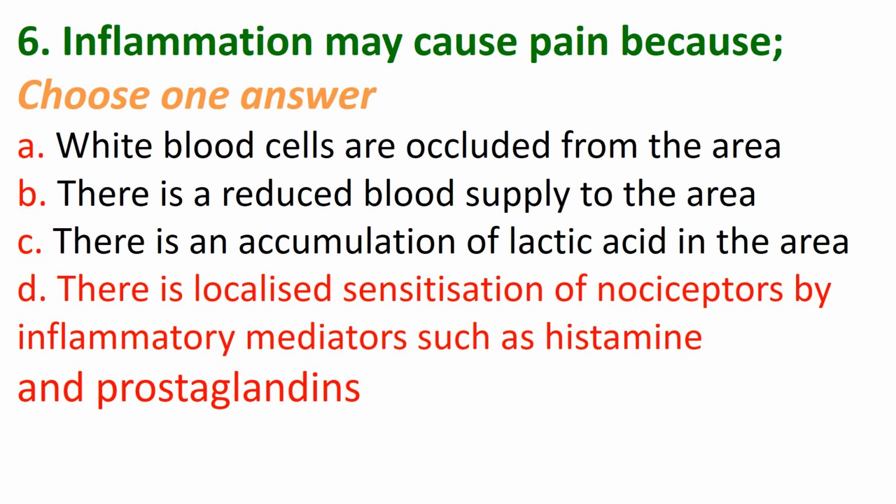So when tissues are damaged, the damaged tissues will release inflammatory mediators. So mast cells, for example, can release histamine. Prostaglandins can be formed from damaged cell membranes. And it's these inflammatory mediators that will lower the depolarization threshold of the nociceptors, therefore sensitizing the nociceptors, therefore making them generate pain impulses much more readily. That is why there is an increase in pain in inflamed areas in the body.